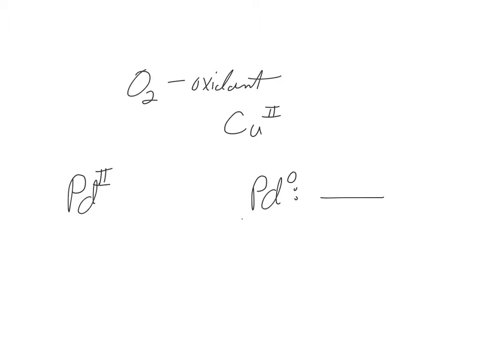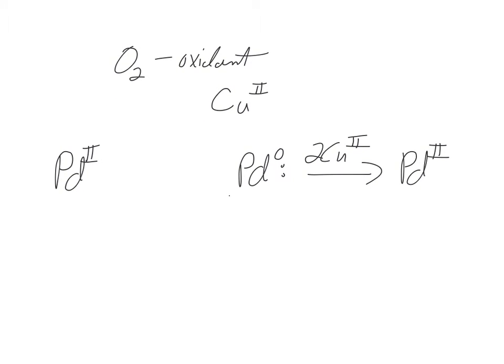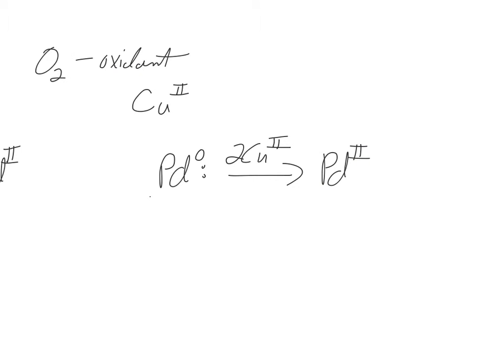So you have palladium 0, and I want to get to palladium 2. If I put in 2 copper 2s, copper 2 will work on palladium and make it an oxidized palladium, and now it would be copper 1. So keeping track of our electrons here, what happened to our electrons? Well, palladium had 2. 2 copper 2s became 2 copper 1s, so 1 electron for each of the coppers.